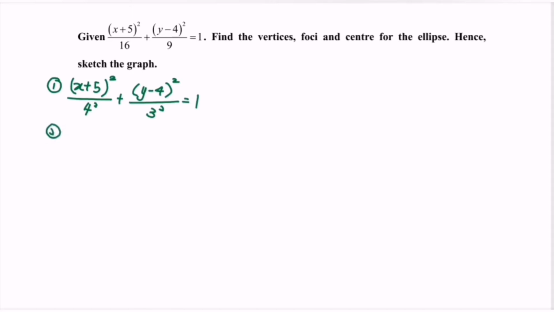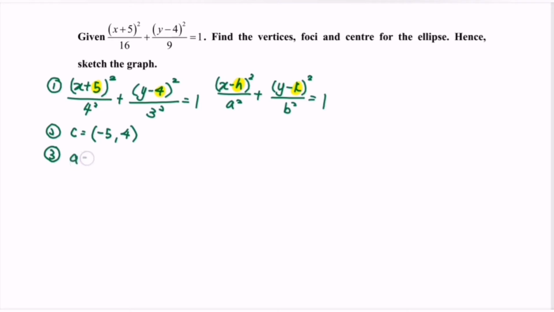Second step, we have to determine the center. By comparing with (x minus h) squared over a squared plus (y minus k) squared over b squared equals 1, the center is equal to (h, k). So h will be negative 5 and k will be 4. After that, we determine the value of a, which is 4, and b is equal to 3. Notice that the value of a is greater than b. So the major axis will be the x-axis, whereas the minor axis will be the y-axis.